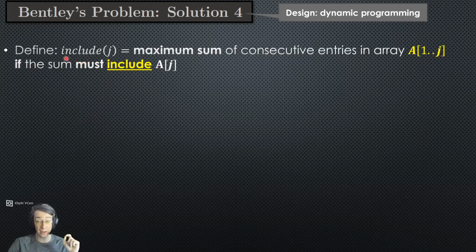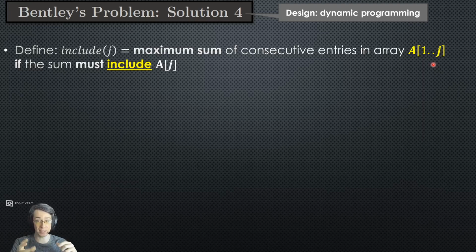So we're going to define include j to be, this is a mathematical object, we're defining it to be the maximum sum of consecutive entries in the array 1 to j. So it's a subarray, right? We're considering a restricted prefix of the array. We're restricting our attention to the prefix of the array from 1 to j, and we're asking what's the maximum sum of consecutive entries in that subarray if the sum must include the last element a_j.